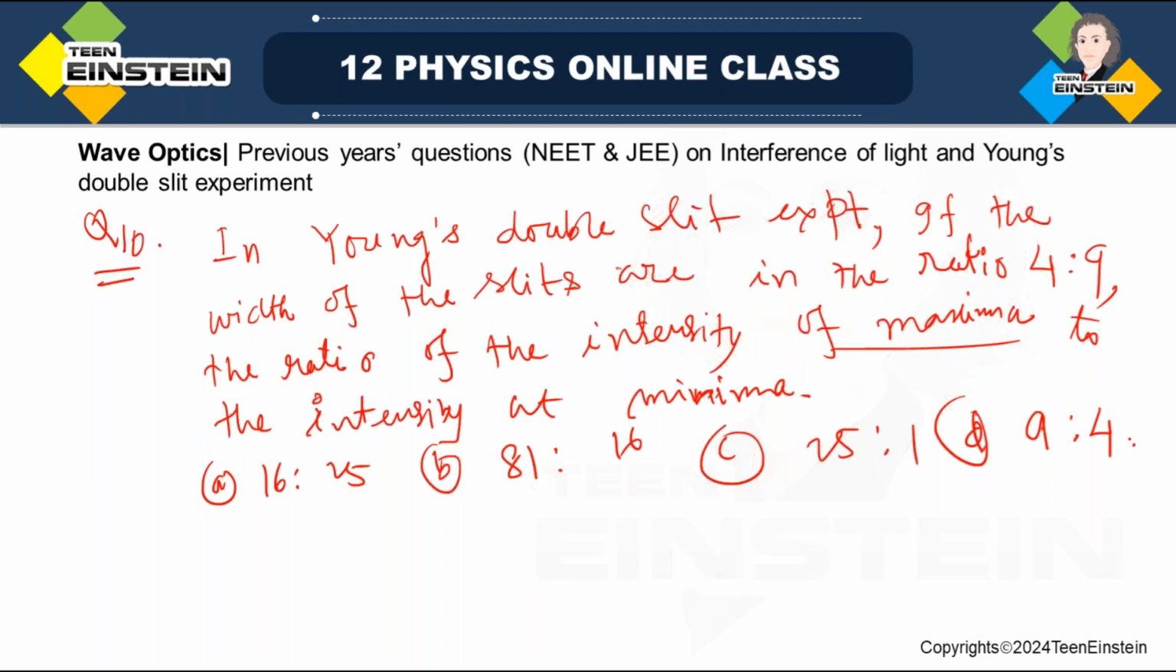We have to actually understand how the intensity is related to the width of the slits. Intensity means more light, isn't it? If the amplitudes are more, then intensity also will be more, right? I think there is a direct proportionality relation with this.